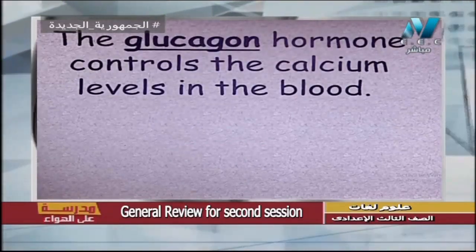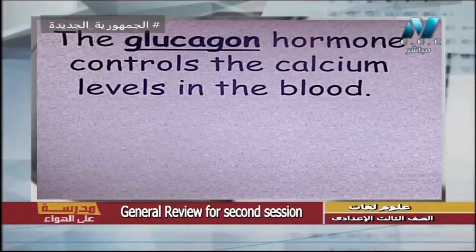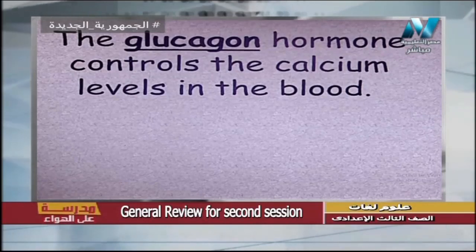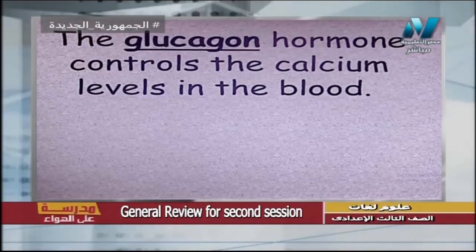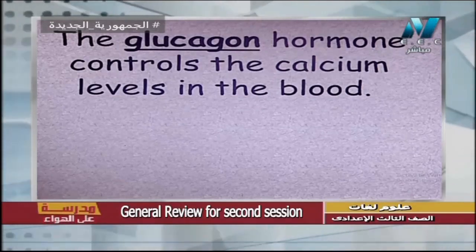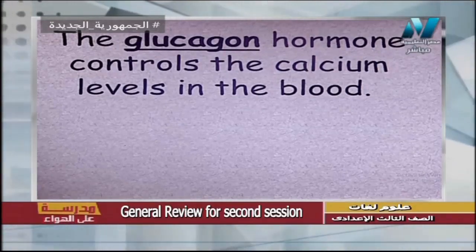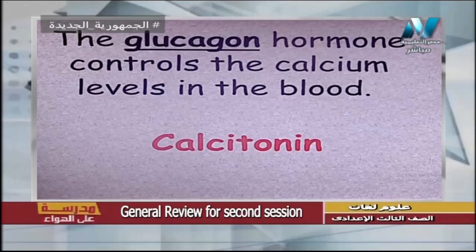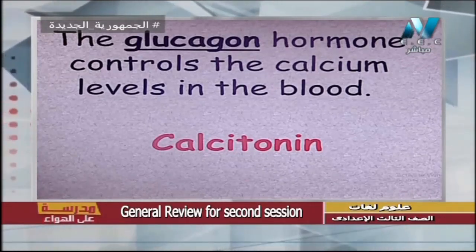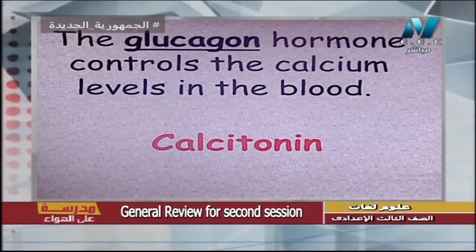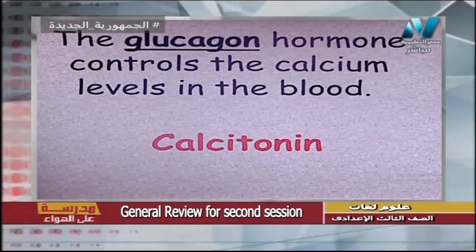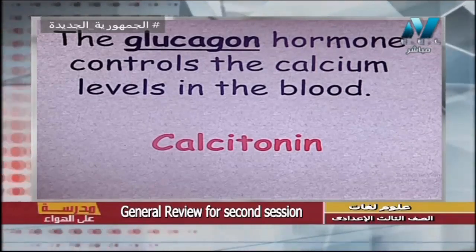The glucagon hormone controls the calcium level in the blood. الجلوكاجون بينظم الكالسيوم اللي في الدم. تاني كده بيقول لي الجلوكاجون بينظم الكالسيوم الموجود في الدم. طبعا لا، اللي بينظم الكالسيوم هو كالسيتونين. Calcitonin hormone, not glucagon, controls the calcium level in the blood.